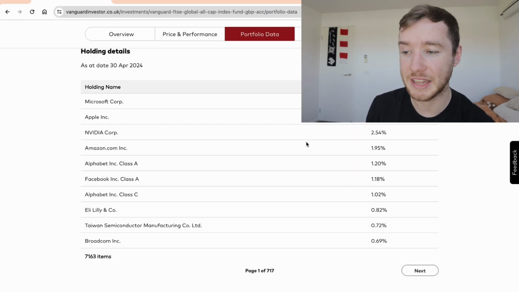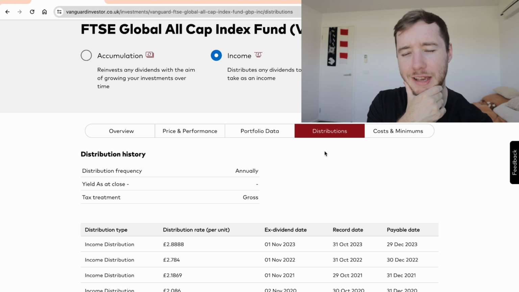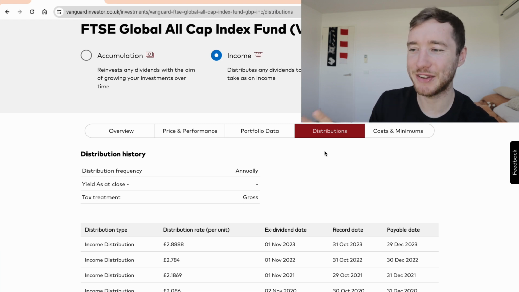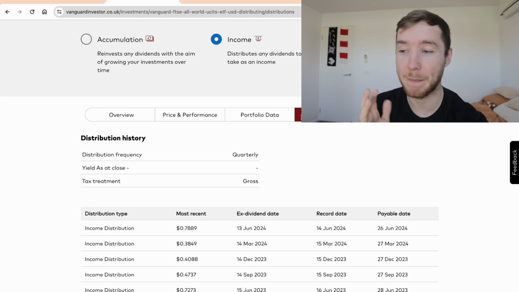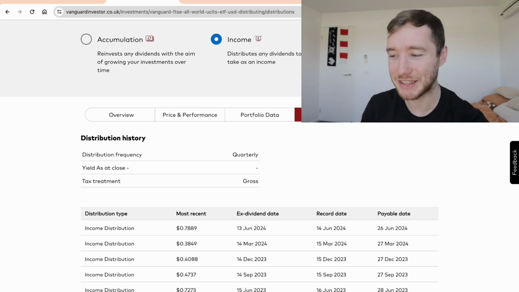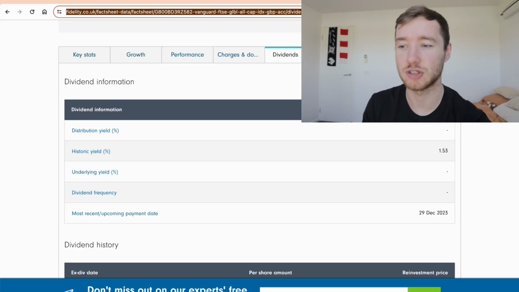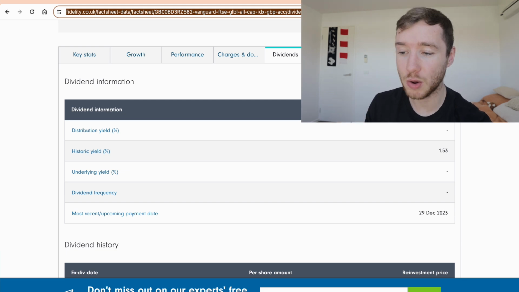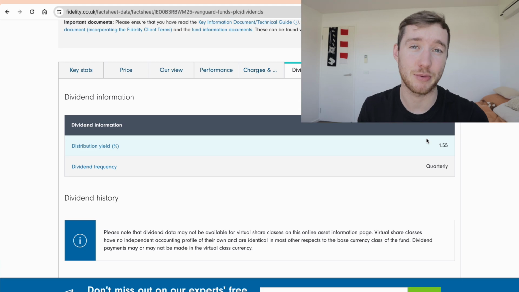Now let's look at the dividends. I'm not sure why, and actually quite strangely, but also quite funnily, if I can say that, the dividends aren't available on the Vanguard's website. I have no idea why, but luckily on Fidelity's website, one of their competitors, I can see the dividends. So the FTSE Global All Cap has a 1.53% historical yield, and the FTSE All World has 1.55%. So once again, literally nothing separating the two funds.